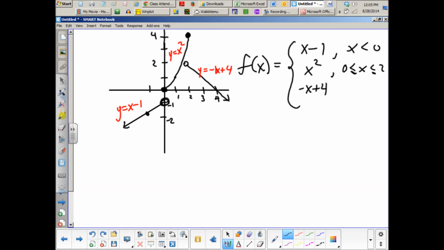As for that last piece, that line, that thing doesn't even start until you get to x equals 2. And then it's really drawn thereafter. So this is the piece for x's that are greater than 2.